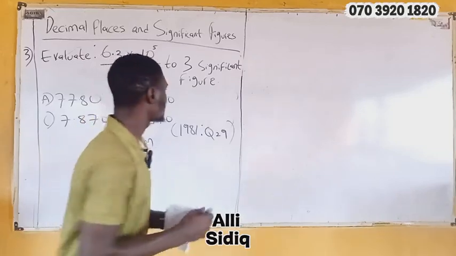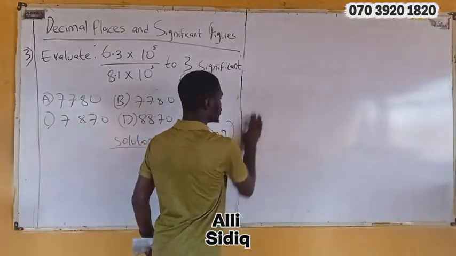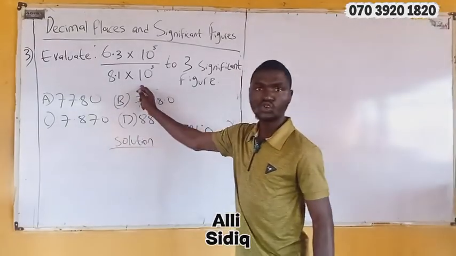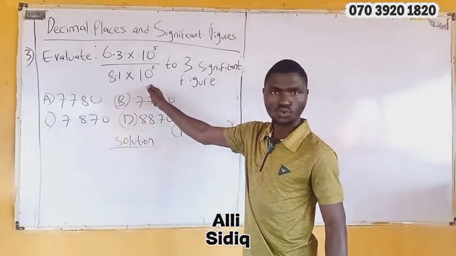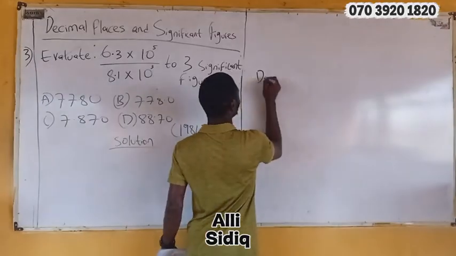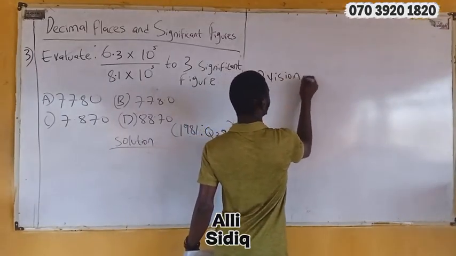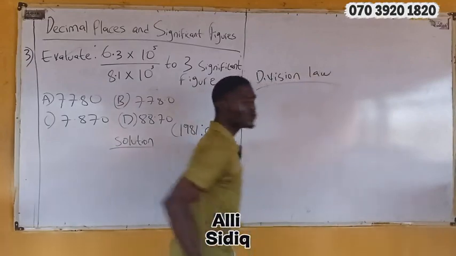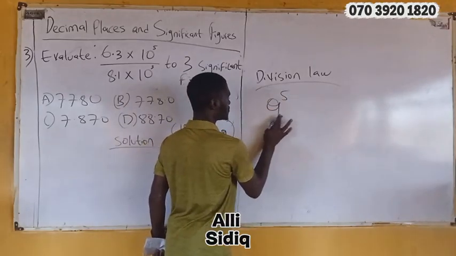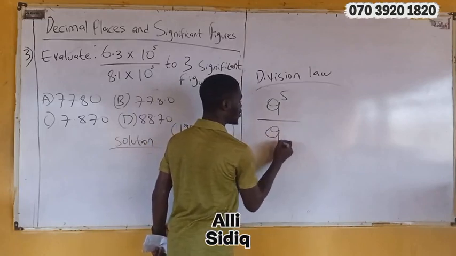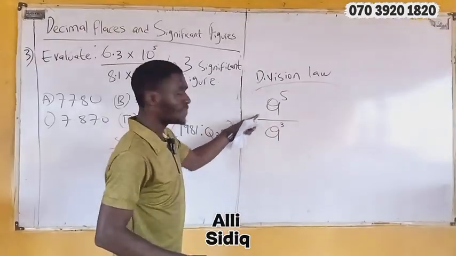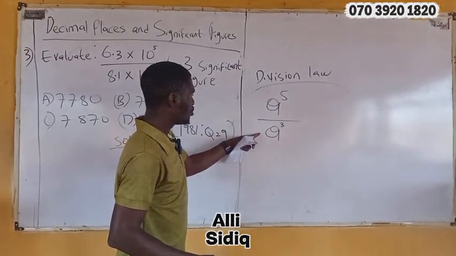Just listen attentively. Now, so indices, we have so many laws in indices. But to solve this particular question, we need what we call the division law. Not only the division law I'm going to explain here. So the division law says when you have a raised to the power of 5 and a raised to the power of 3, where a represents a particular figure, but the same figure.